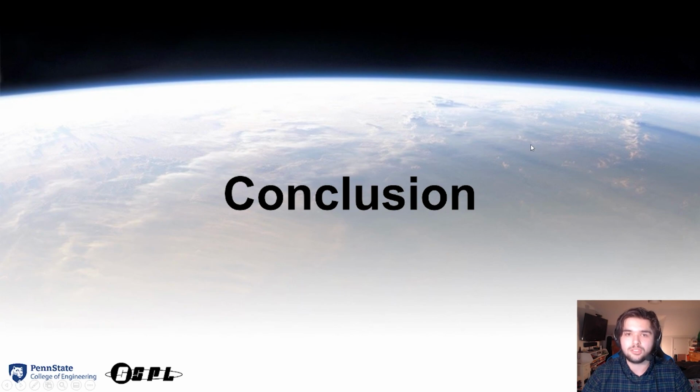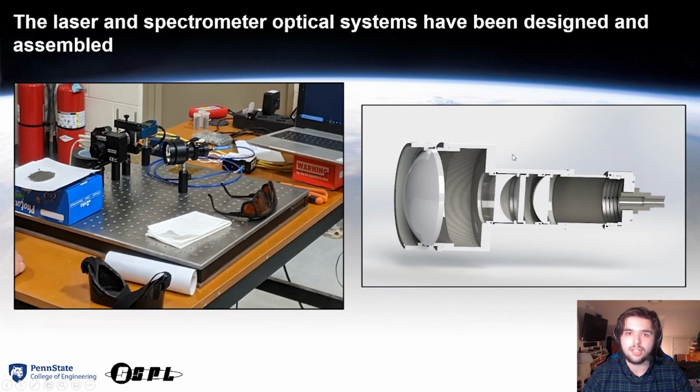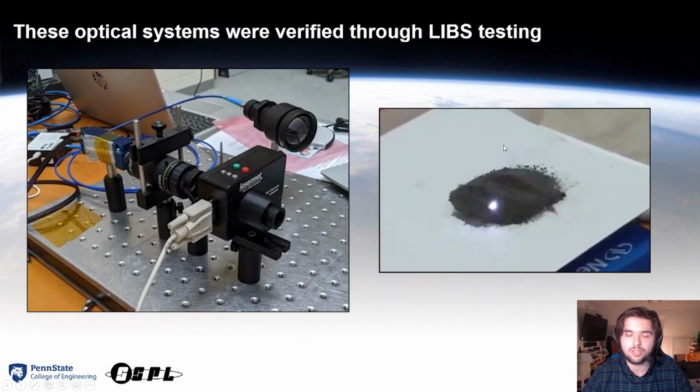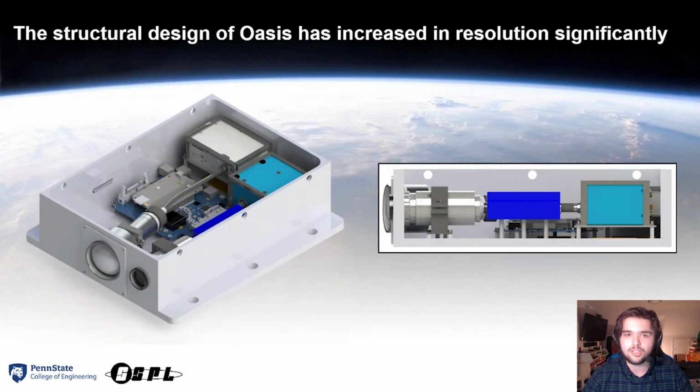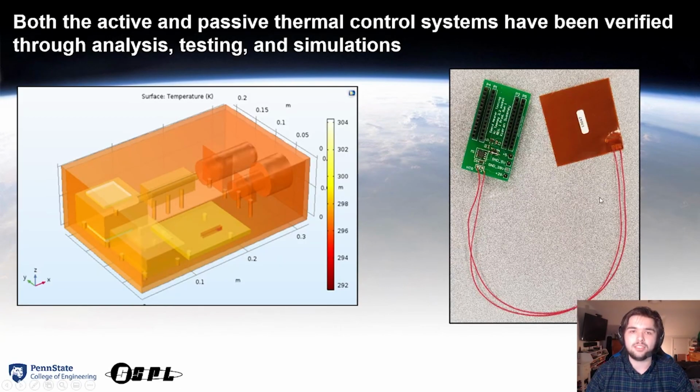In conclusion, the Oasis instrument has made significant progress since its proposal in the fall of 2019. The laser and spectrometer optical systems have been designed, assembled, and verified through preliminary LIBS testing, in which lunar regolith was successfully ablated. Also, the structural design of Oasis has increased in resolution significantly, with payload components organized in a way such that they minimize the footprint of Oasis, allowing it to be operated within a suite of instruments on various host platforms. Both the active and passive thermal control systems have been verified through analysis, testing, and simulations.